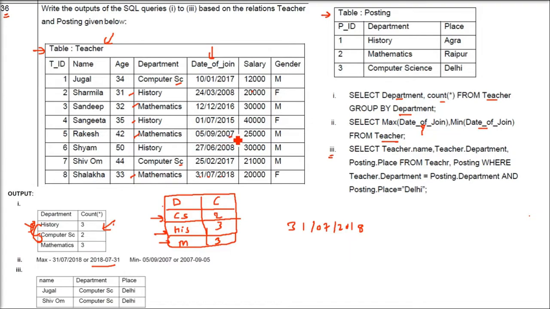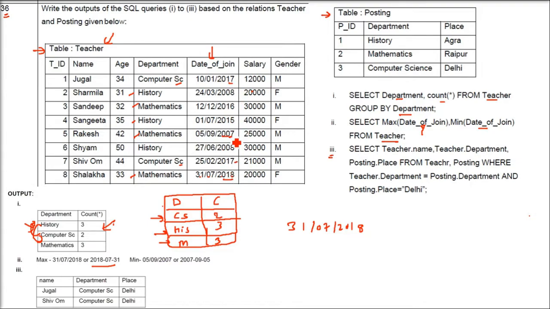It's an aggregate function, so it will take the minimum one. The highest is 2018, and the minimum is 2007. So 5/9/2007 is the minimum of this. Fortunately, in this question we have only one highest and one lowest year.